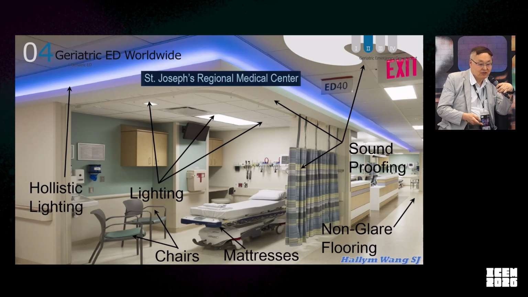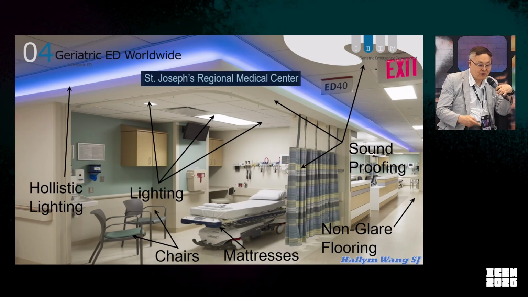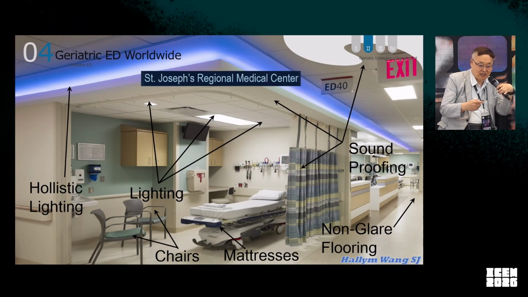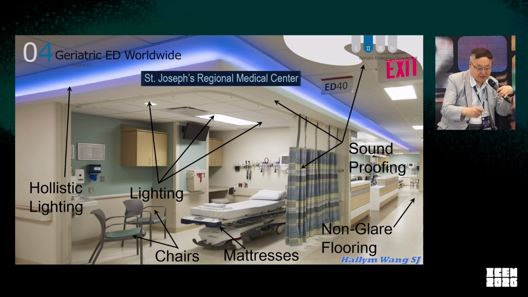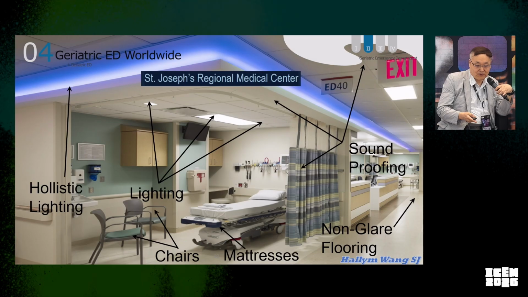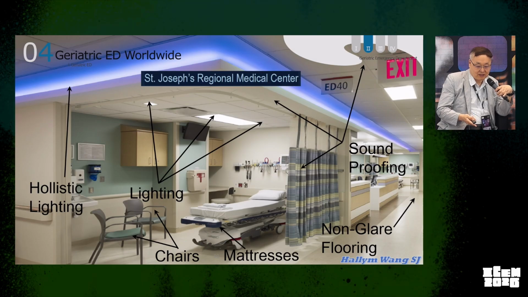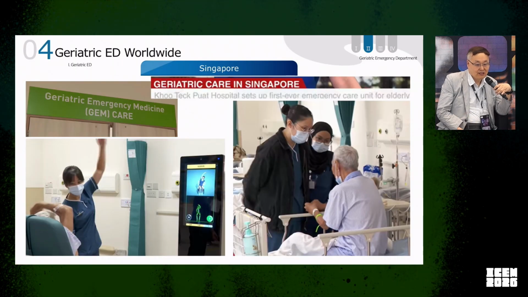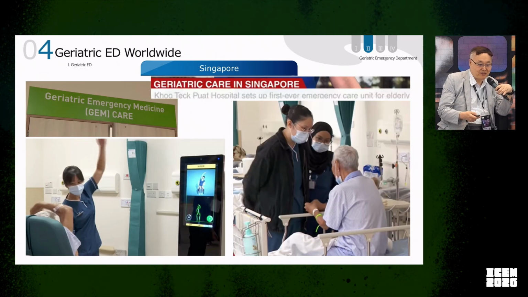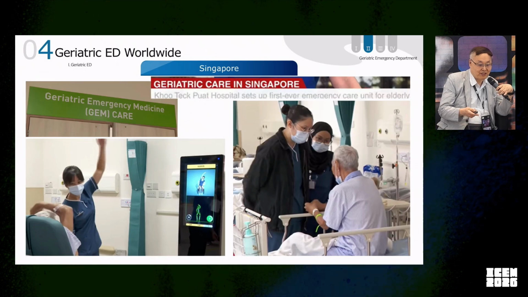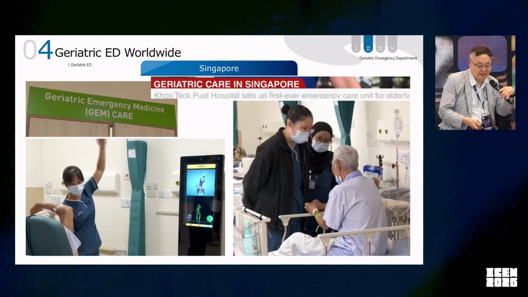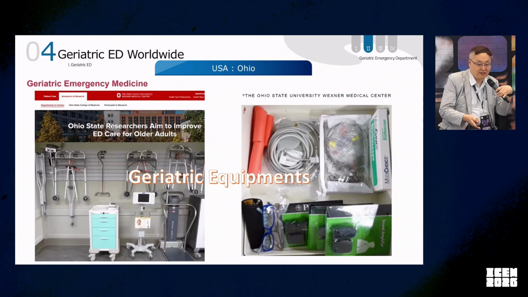Example. You see some holistic lighting and smart light and soundproofing curtains and walls. Flooring is non-specific. This Singapore example, and they have geriatric emergency medicine care space also and staffing.